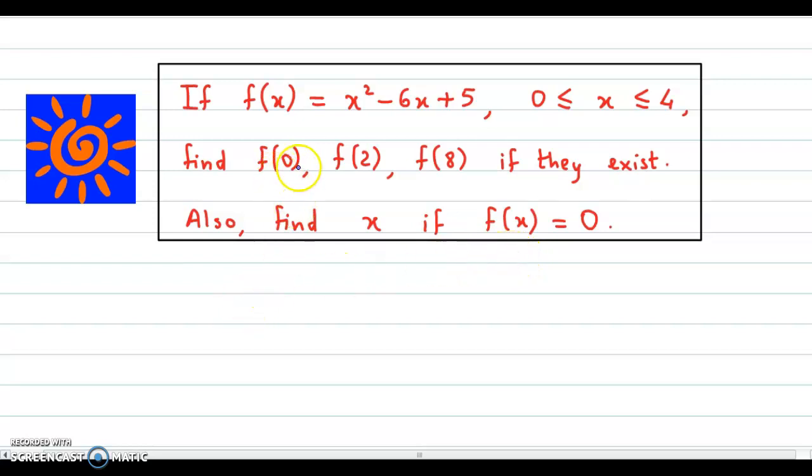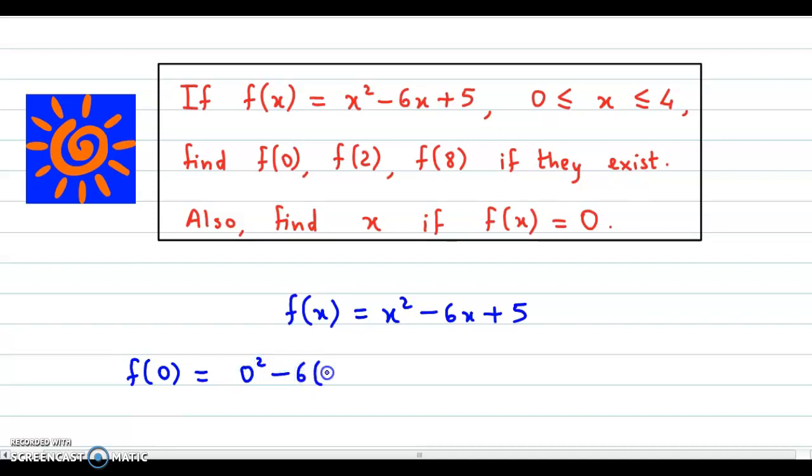So let's start with f of 0. Let me write down f of x first. Now f of x is equal to x square minus 6x plus 5. Now f of 0 would be, now 0 lies in this domain from 0 to 4, so this exists, right? So we have 0 square minus 6 times 0 plus 5. So that's 0 minus 0 plus 5. So the value is 5.